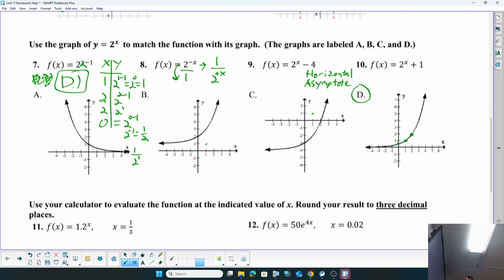So horizontal asymptote of negative 4. Does that have a horizontal asymptote of negative 4? I think it does. Interesting. And then this has a horizontal asymptote of positive 1, positive 1 for number 10. So go ahead and find the rest of those, A, B, and C. Go and match those correctly.